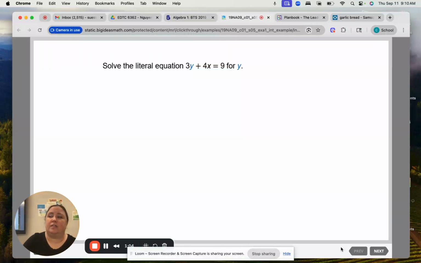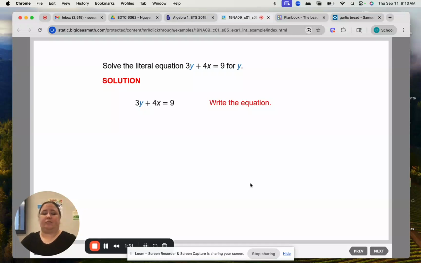So we're going to solve this literal equation. Why is it called a literal equation? Because it has two or more variables. Correct. It has two or more variables. Very good. It has an x and a y, so that's why it's a literal equation. So what are we solving for? Solve for y. Yeah, solve for y. So rewrite the equation, and we're going to get y by itself. Now we can't move the 3 because it's touching the y, so let's move the other stuff first.